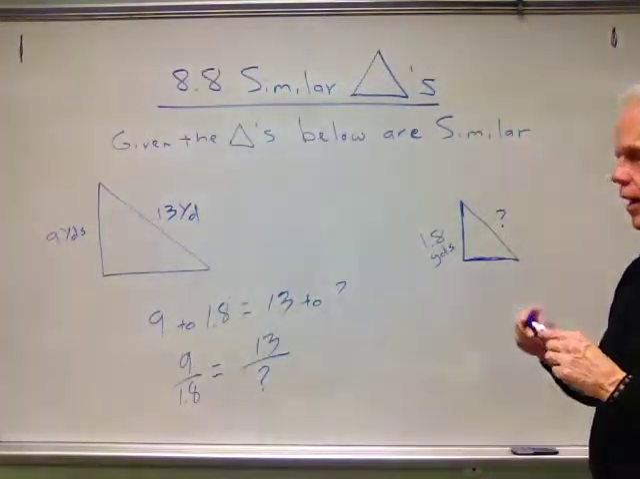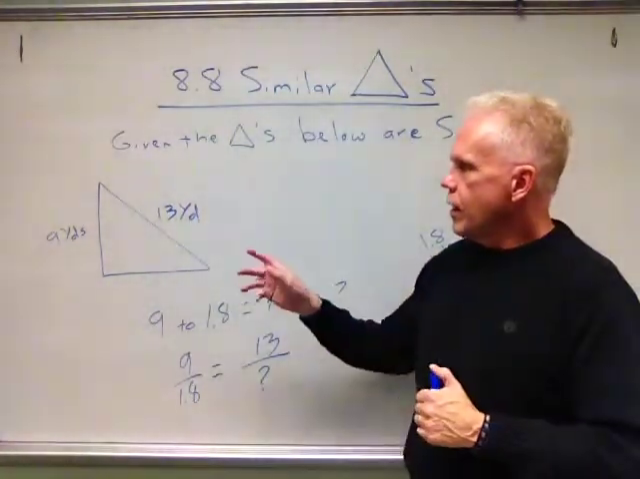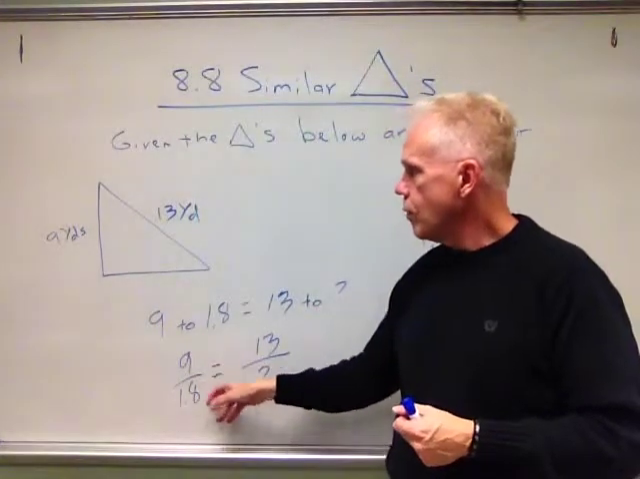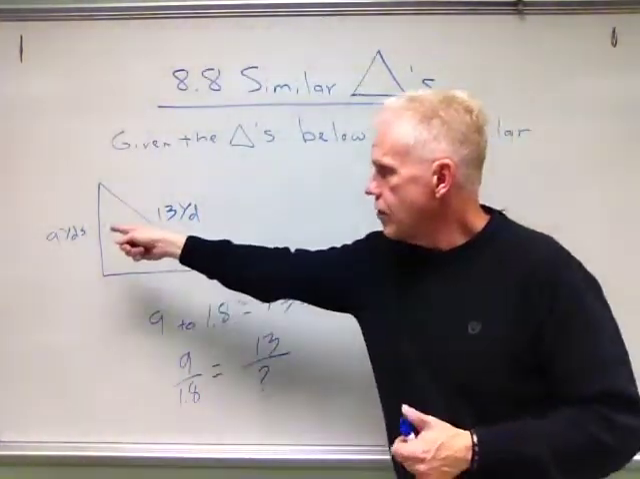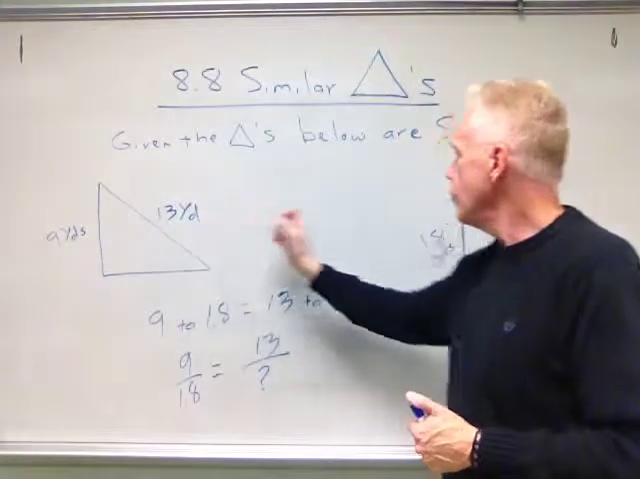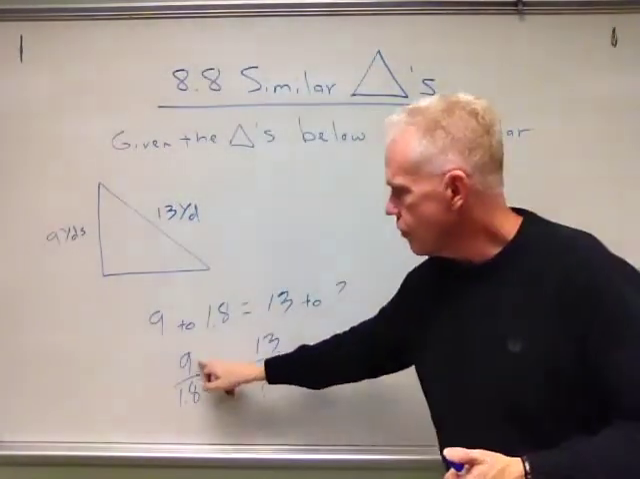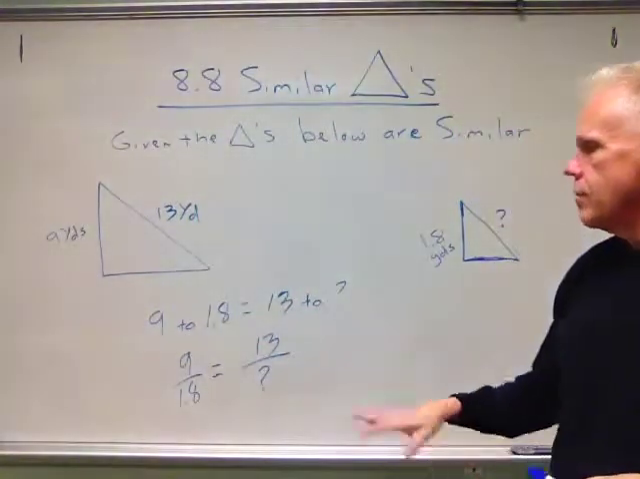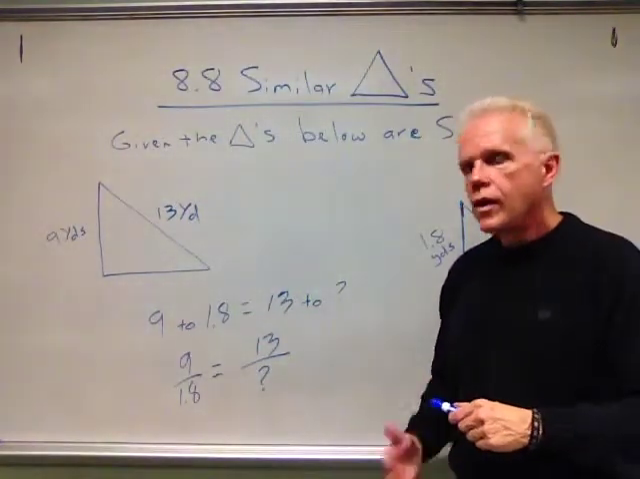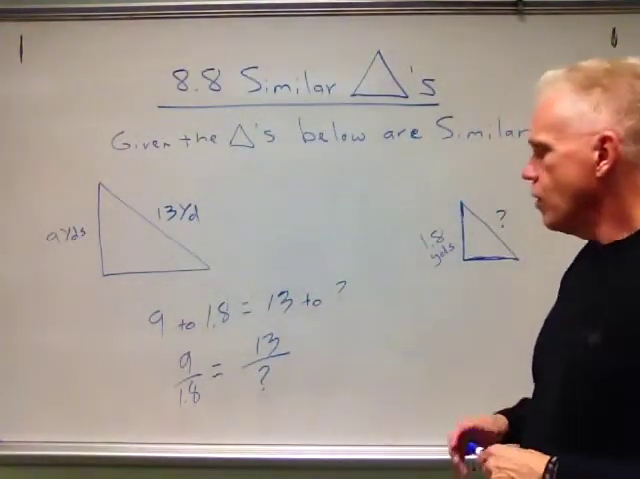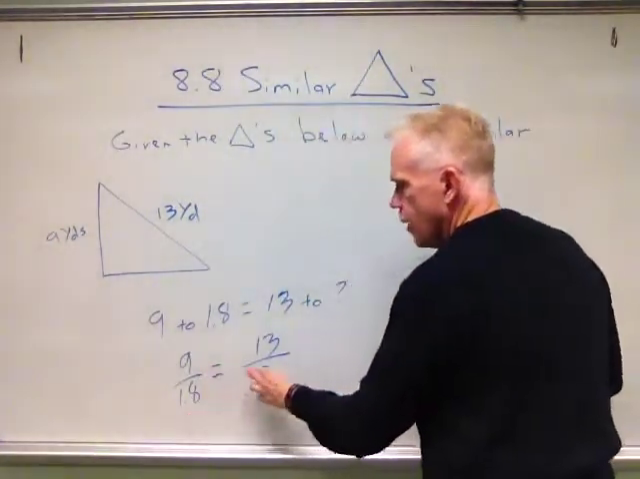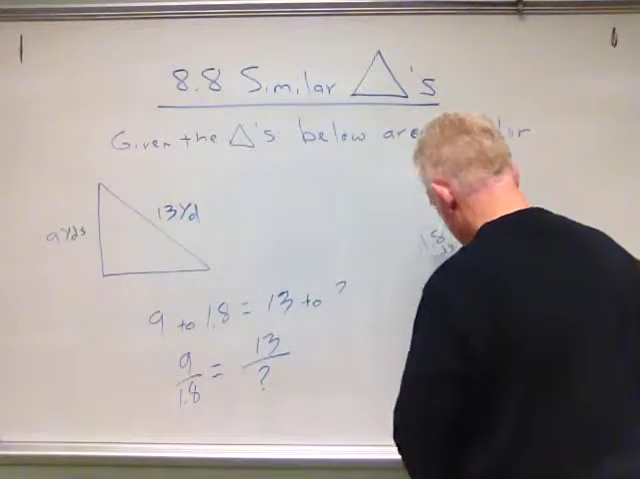And so what we've done is we've used our ratio of 9 to 1.8 to create a proportion, 9 over 1.8, corresponding sides. We're going from larger triangle to smaller triangle, larger on top, smaller on bottom, larger on top, smaller on bottom, and we've created a proportion. Now, we know how to solve proportions. To solve that proportion, we're simply going to do 1.8 times 13 divided by 9.